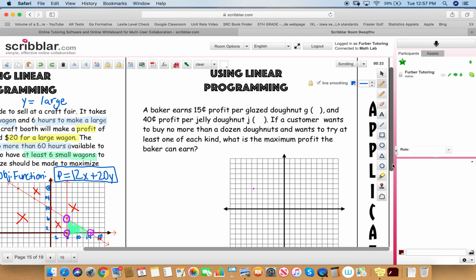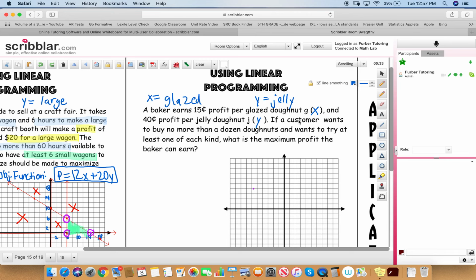Okay, so the parentheses, you're allowed to use any variable you want when you are doing linear programming. I just prefer to continue to use X and Y. So even though they told me G for glazed, J for jelly, I'm just going to write X equals glazed, Y equals jelly. And I'm going to still use Y and X because it's just easier for me.